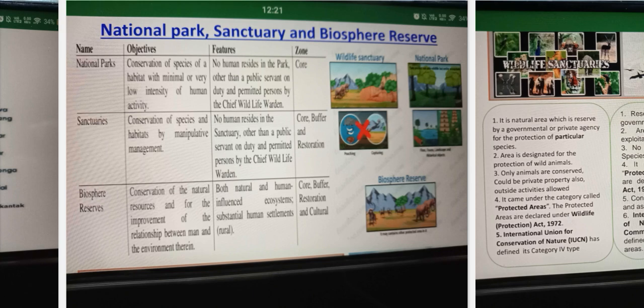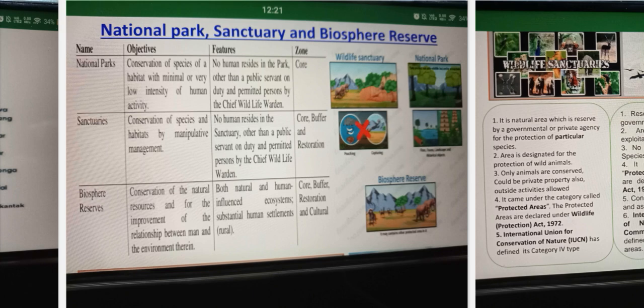Core Zone, Wildlife Sanctuary, National Park. And sanctuaries: conservation of species and habitats by manipulative management. No human resides in a sanctuary other than a public servant on duty and persons permitted by the Chief Wildlife Warden.